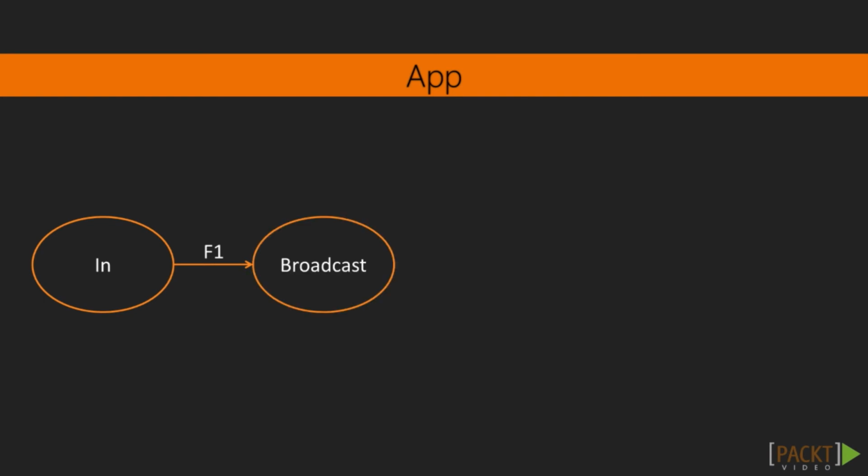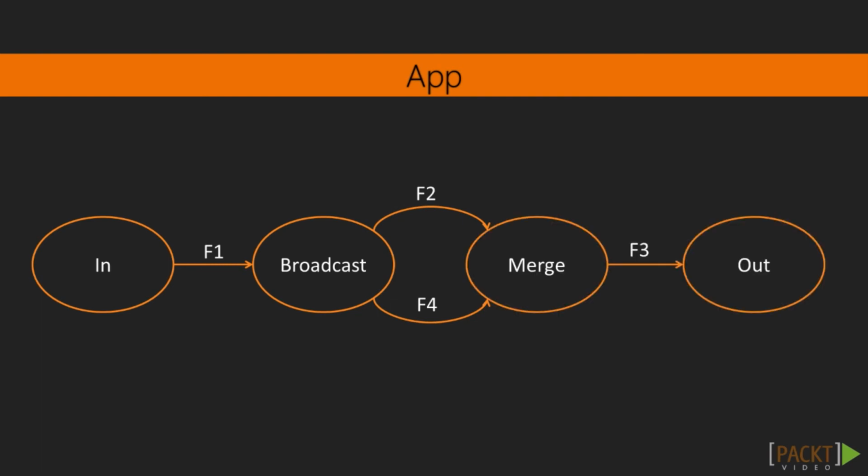Now, let's see the graph we need to implement. Here is our stream plan. We have a source that connects to a flow F1. Then F1 will be an input to the broadcast junction, which generates two flows, F2 and F4, which then merge to a flow F3 that will be an input for our sink.